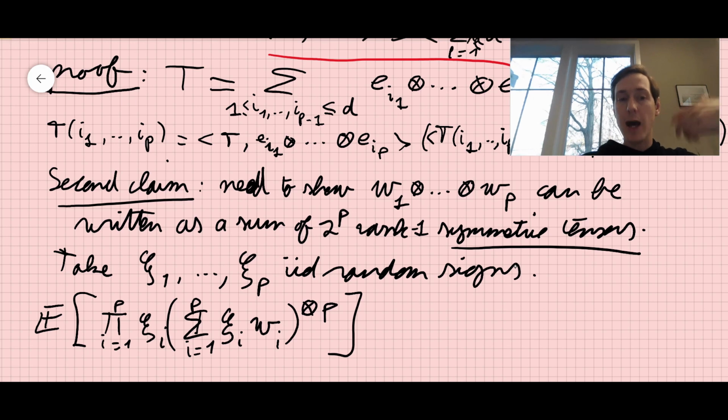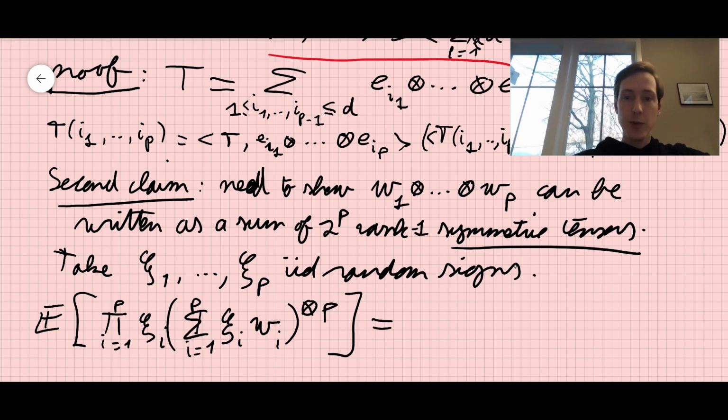The expectation is a sum over all signs, so I have 2 to the p sign assignments for psi1 up to psi p. Now let's expand out what this is. So this is the expectation, where I have my first product for i equals 1 to p. And now when I have this sum and I expand it to the power p times, what will I get? Well, I will get the product for i1 up to ip.